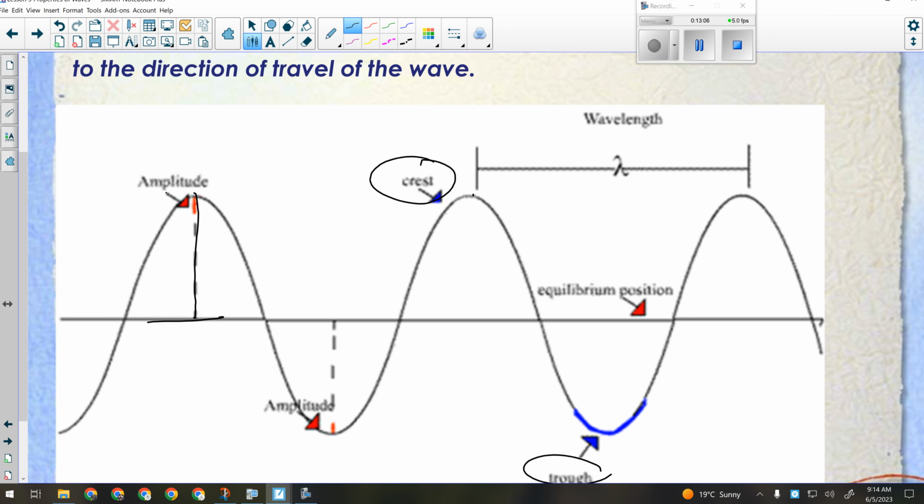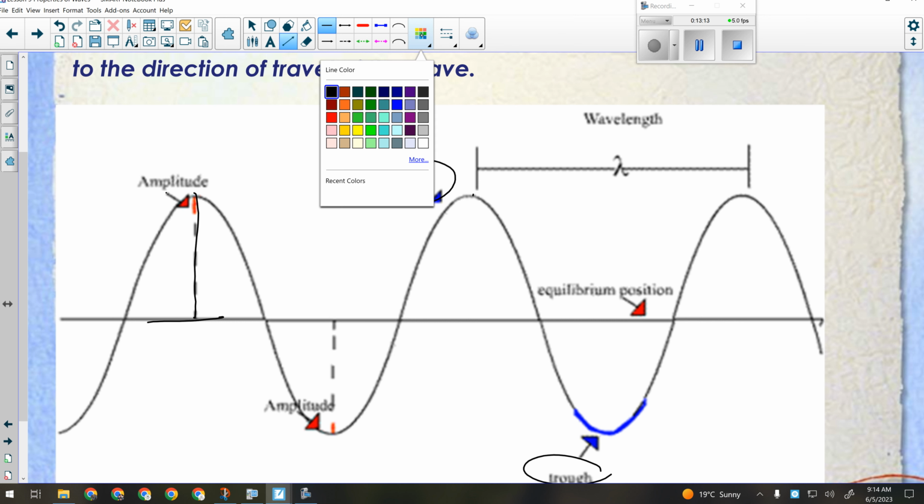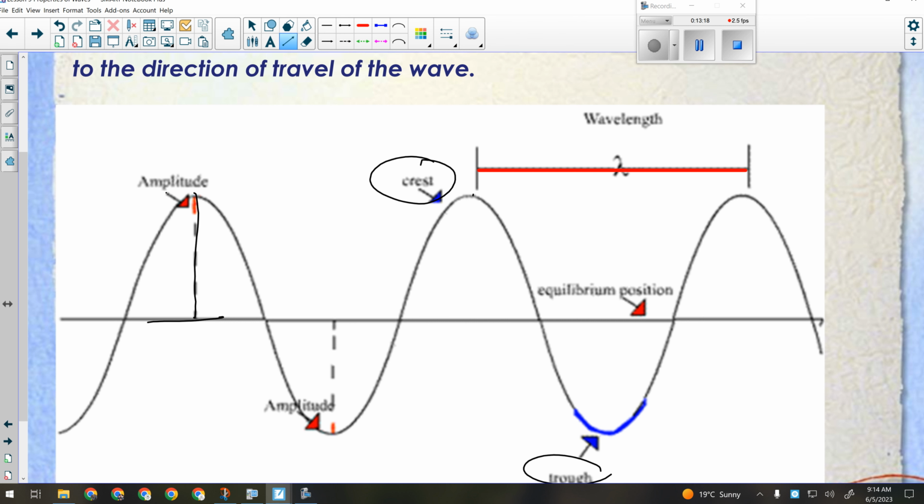So I'm just going to show you here that any two equal points on a wave are exactly that far apart. So the red line is one wavelength. Those two points are one wavelength apart, as are any two equal successive points on a wave, including equilibrium positions. Why is this equilibrium position not considered equal to those two?